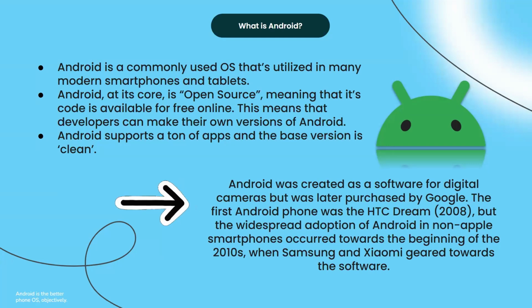Android was created as a software for digital cameras back before 2008, and then it was purchased by Google, and it was first used in 2008 on an HTC phone, and it only became widespread when Samsung and Xiaomi started using it in the 2010s.